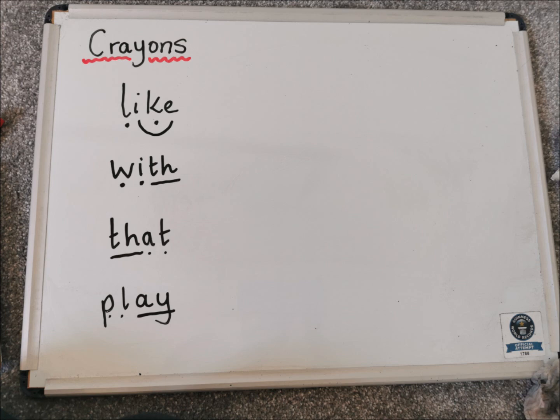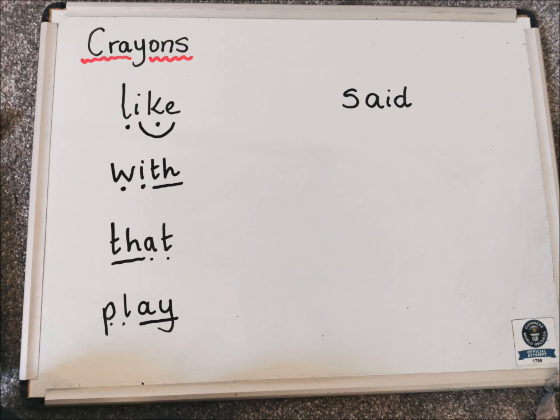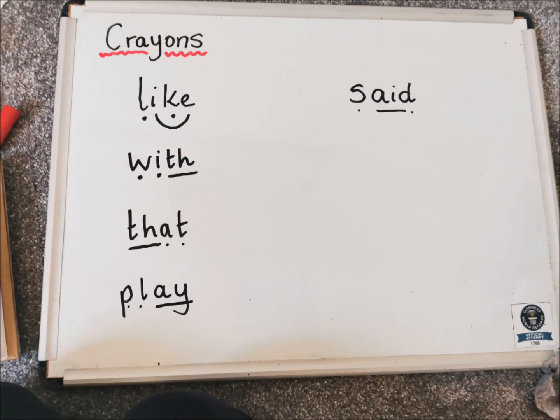Next word, a tricky word. I think this is probably our trickiest word this week for crayons. Said. Because it does sound like there's an A in the middle, a lot of us can spell it wrong at times, so let's diacritically mark it. Again, it's got 3 sounds, s, e, d, but the E sound is made by the A and the I in the middle, so it is a tricky one, so take your time learning that one.